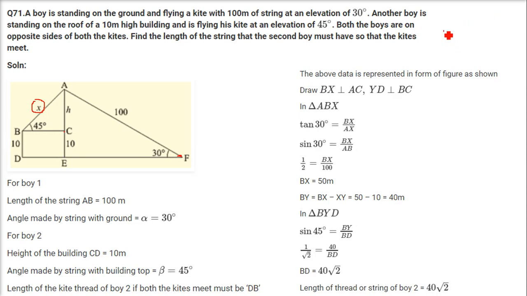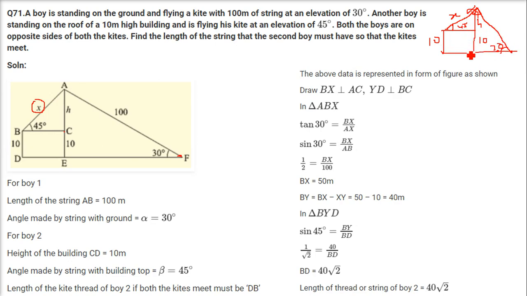Now this is 10, so this is 10. Let me tell you again. There is a person at 10 meter height. The kite is here, his kite. He is also flying a kite, so his kite is here. Now let me make a line here. This is 45 degrees. This will be 10. This h, let us assume it is h. We want to find out x, the length of this string.